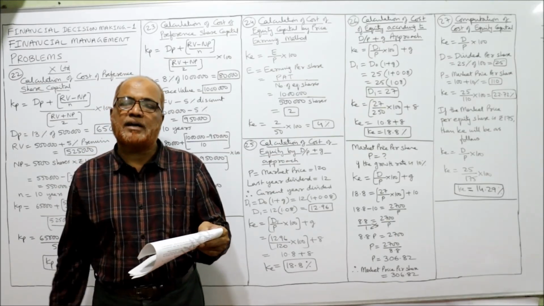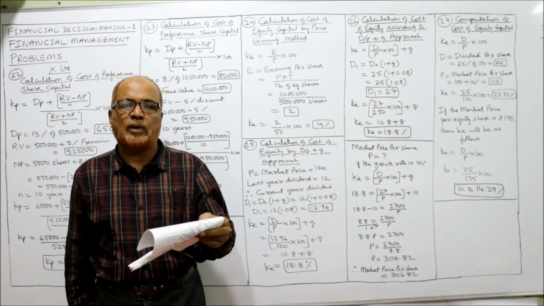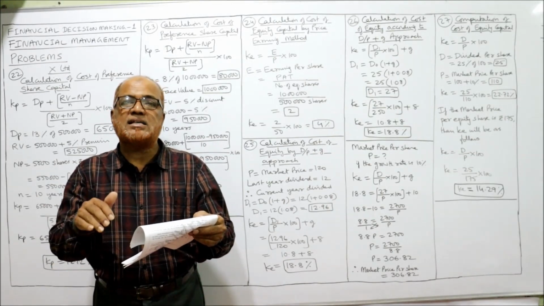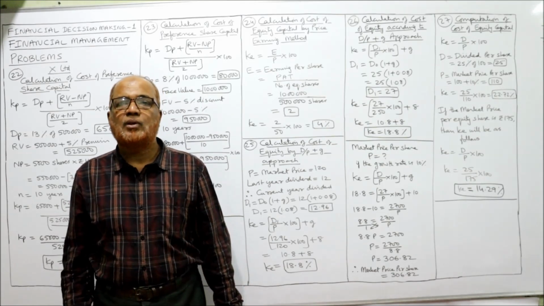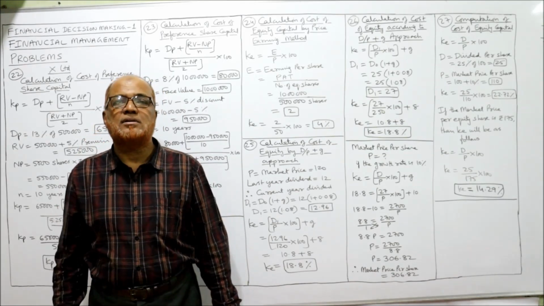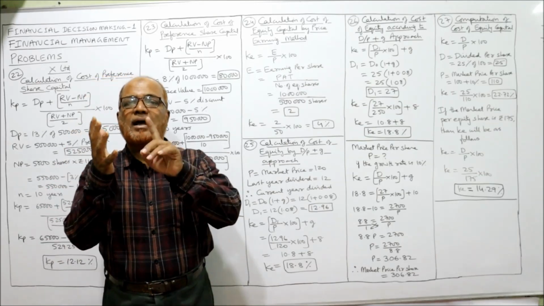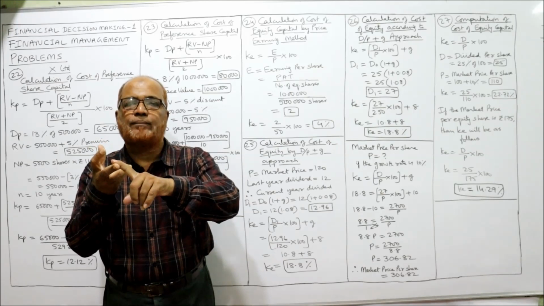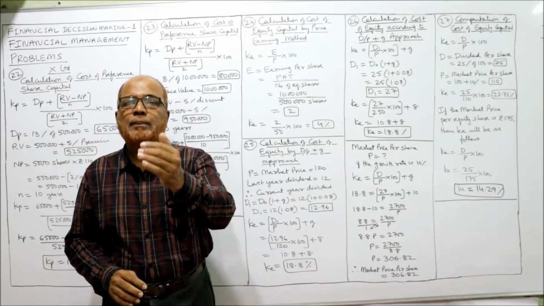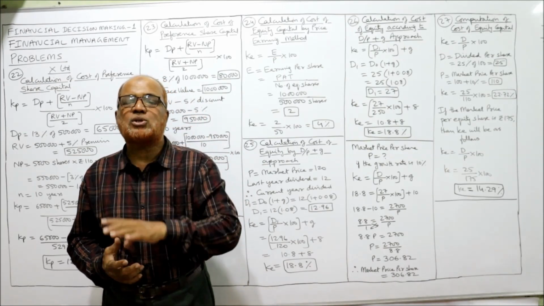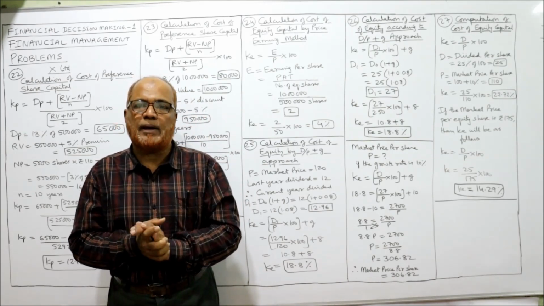First of all, market price is given: 120 rupees. The company paid 12 rupees as dividend last year, so we are given the dividend, and the growth rate in dividend is 8%. So we are given the market price, the dividend, and the growth rate. So we can apply the DP plus G approach, the dividend price plus growth approach.